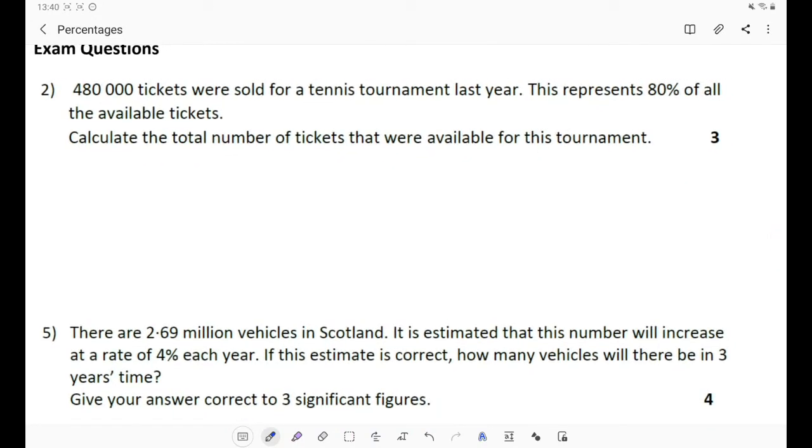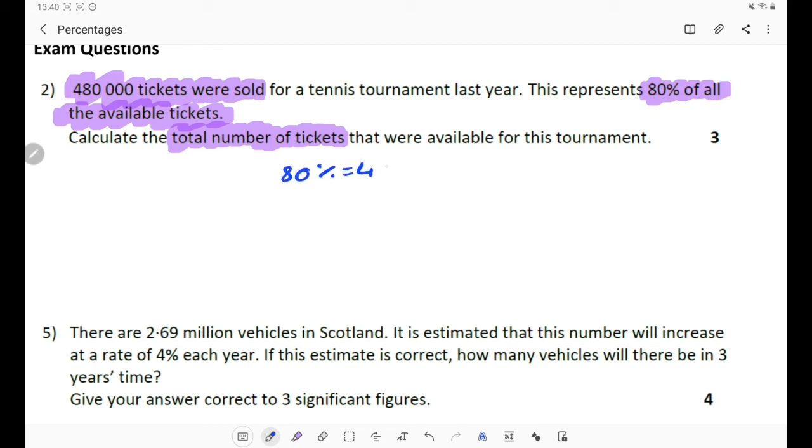480,000 tickets were sold for a tennis tournament last year. This represents 80% of all available tickets. If I had my highlighter in my exam, I would be highlighting that fact. Now, calculate the total number of tickets. So you've been told 480,000 tickets were sold and it's only 80% of them. What's the total number? So what is 100% of those tickets?